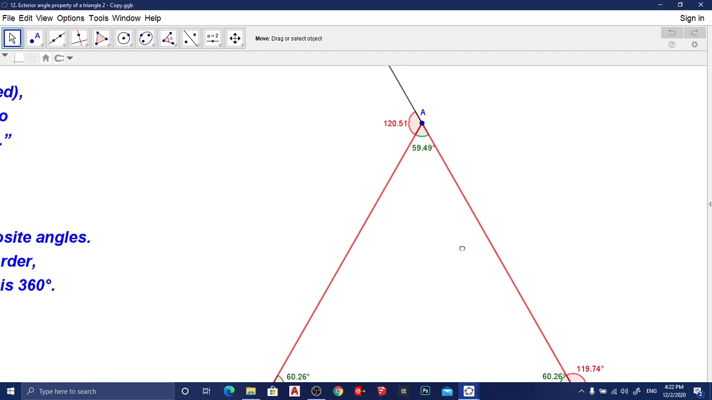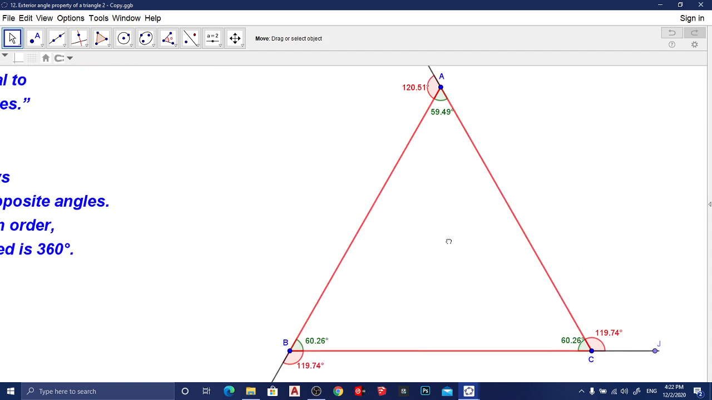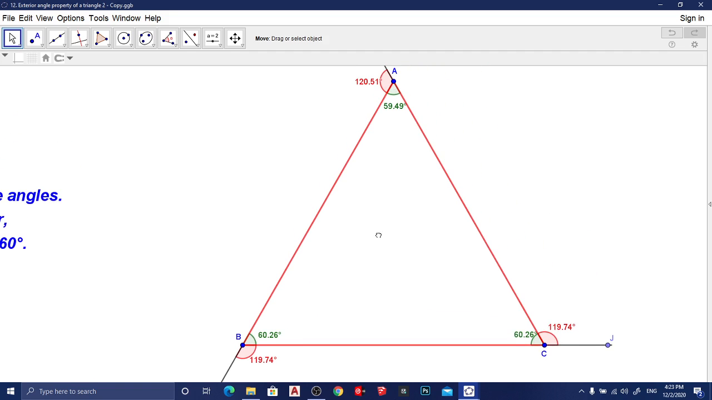If I extend this side AC up to some point K here, this is forming an exterior angle here, which is 120 degrees or so. And if I extend this side AB up to some point L here, this line is forming an exterior angle here. Okay, then what is the relation between this exterior angle and the interior angles?